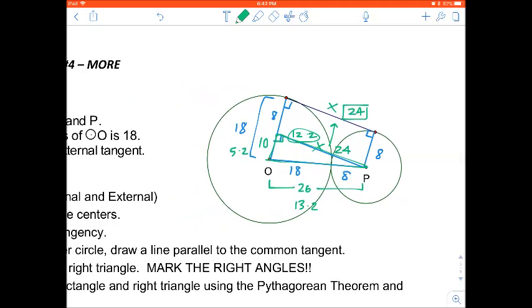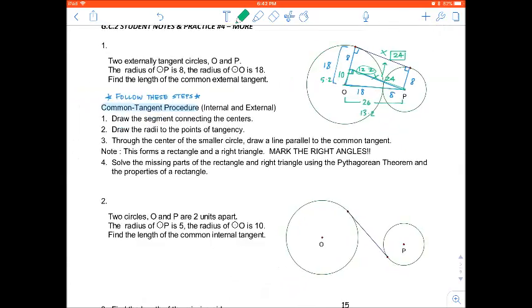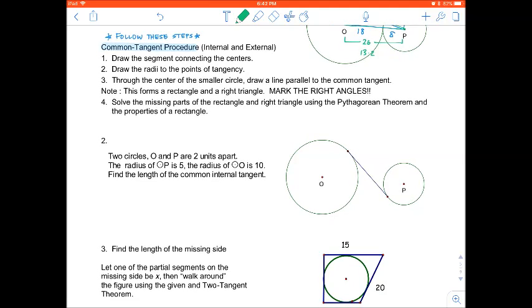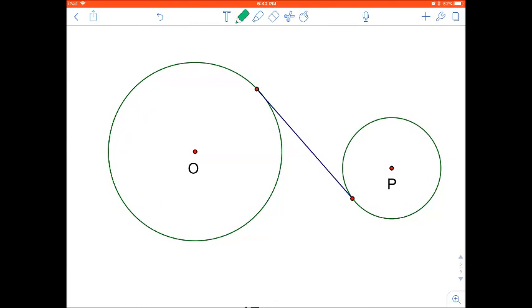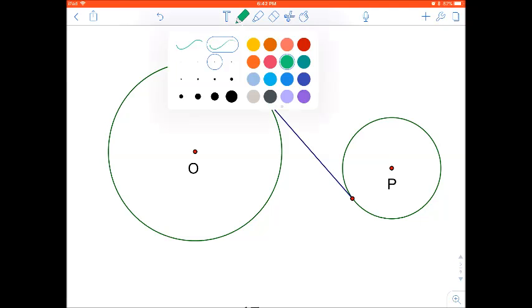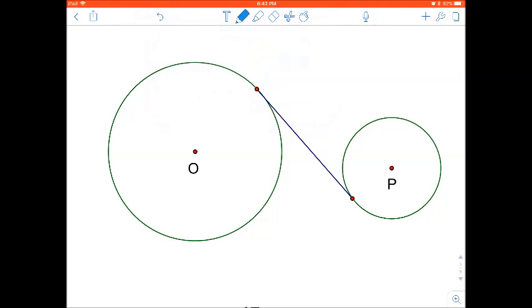If you take a look at the next problem, we are given a similar scenario, but this is called a common internal tangent. You'll see that points of tangency are drawn on the circles, and we'd like to figure out how long that segment length is. Looking at what we are given, the two circles are 2 units apart, so I'm going to draw that in right here.